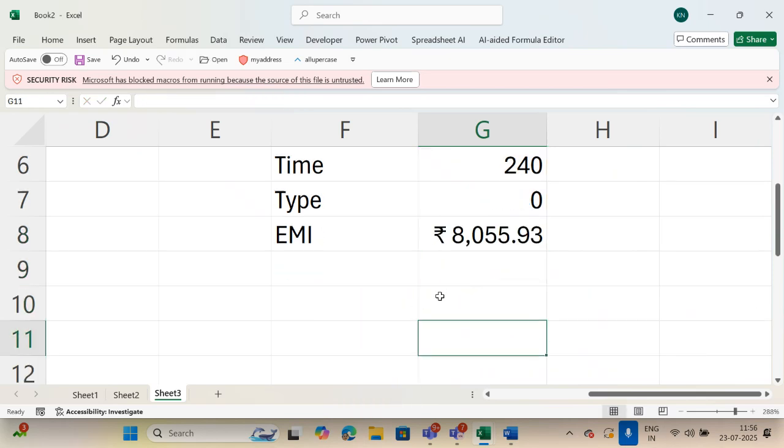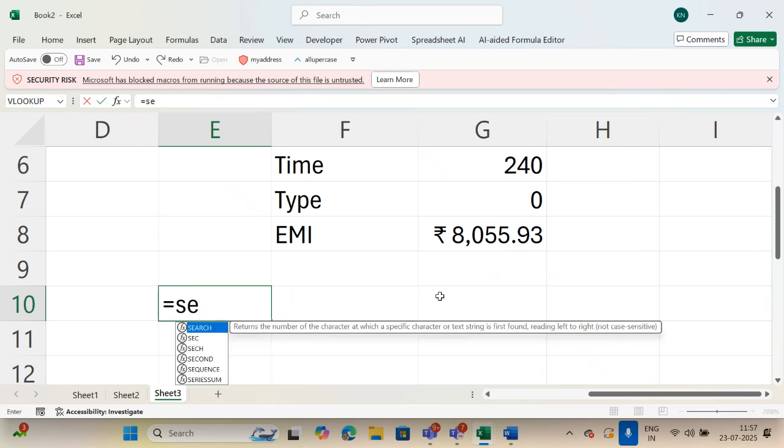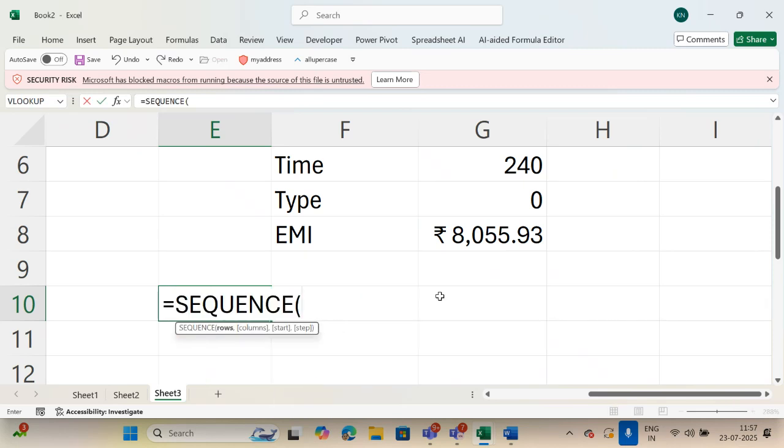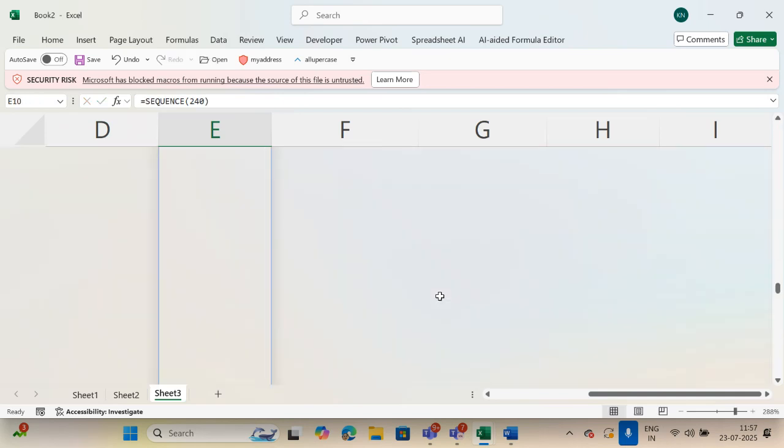Okay. Now next, I should type all the complete 240 months because I will pay the installment for 240 months. There is a function, but it is only available in 365: SEQUENCE. 240 rows. Columns, start, step I'm not providing here. Only 240 rows. Then it gives me the 240 rows.